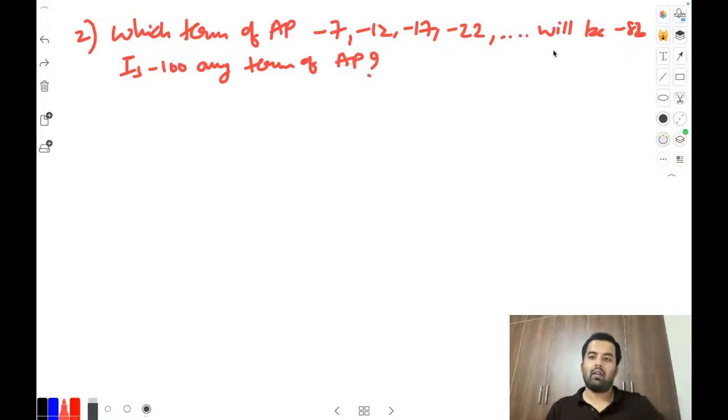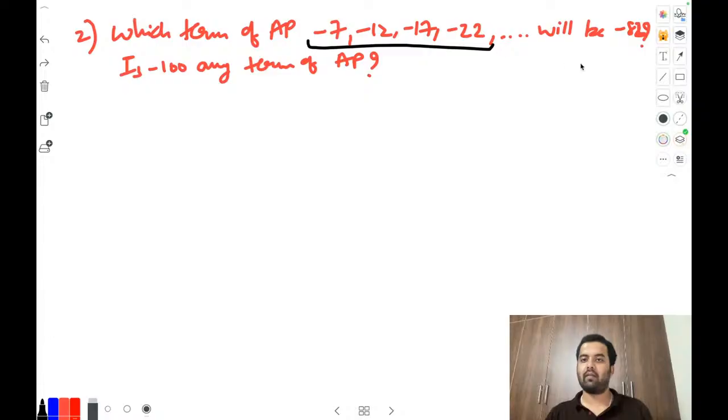Yes. We have 2 questions in the single question. First thing is asking about, as we see, the AP is provided here till here. It is asking whether -82 will come in this AP or not. Sorry, -82 will be at which position? See, this is at the first position, this is the second one, this is the third one, this is the fourth one. Same way, -82 will come at which position?